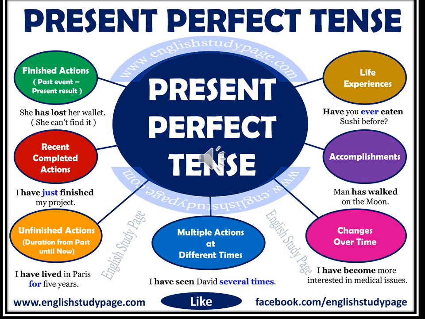Present perfect tense is also used to express or to show your accomplishments, or you can say your achievements. For example, man has walked on the moon. Another example I would like to quote, I have stood first in the class. That is your achievement, your accomplishment.